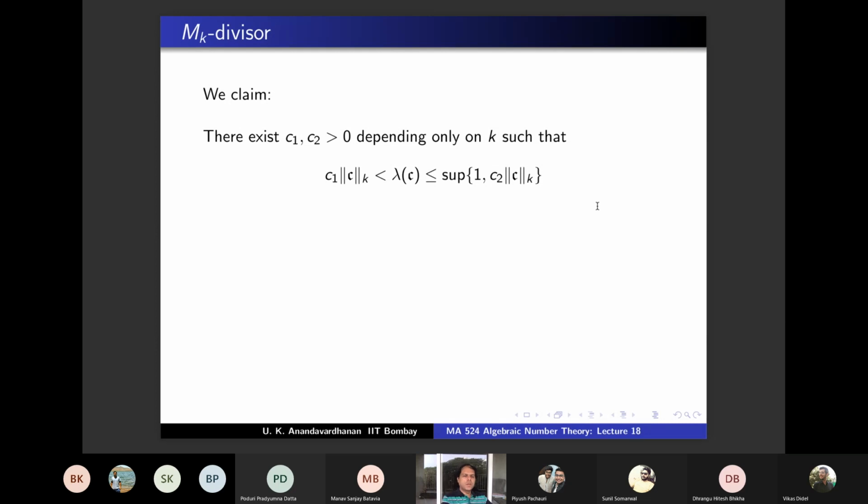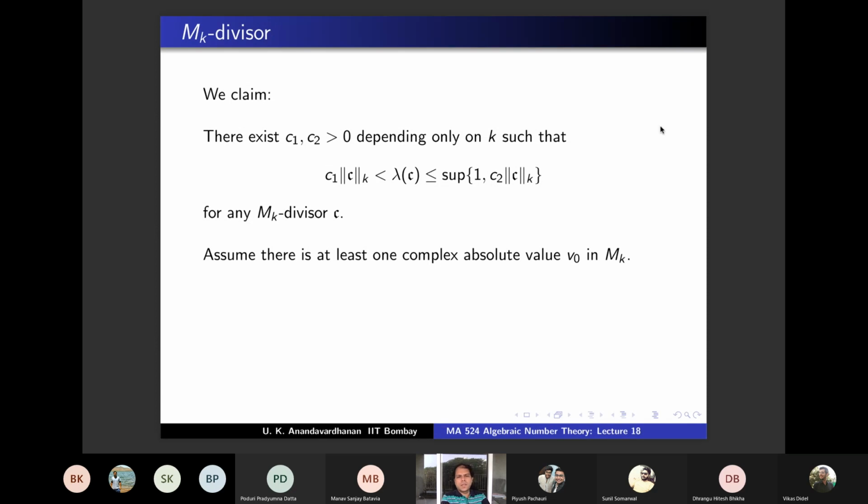We are doing this in order to prove the unit theorem, maybe in the next class. This is true for any MK divisor C. Whatever the divisor, the constants C1 and C2 do not depend on the divisor C. They depend only on the field K and on nothing else. That's the important thing to see. So let us first prove the right-hand side inequality, which is slightly easier, and then the left-hand side inequality after that. And then we will stop.